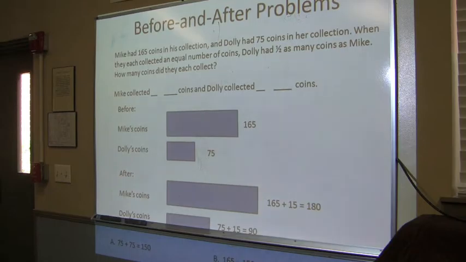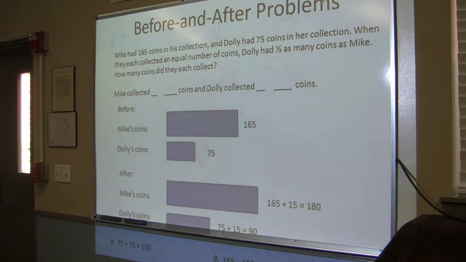Okay, Julie, you want to read it, the before-after one? Yes. Mike had 165 coins in his collection, and Dolly had 75 coins in her collection. When they each collected an equal number of coins, Dolly had half as many coins as Mike. How many coins did they each collect?